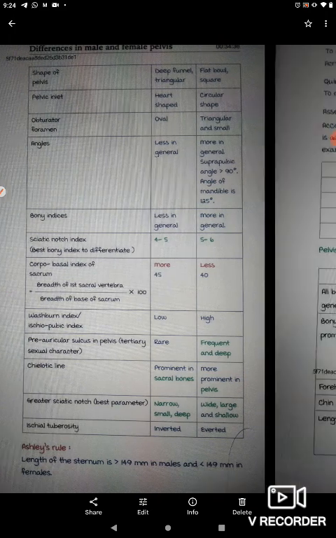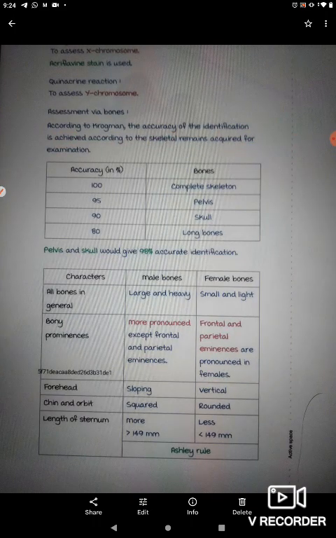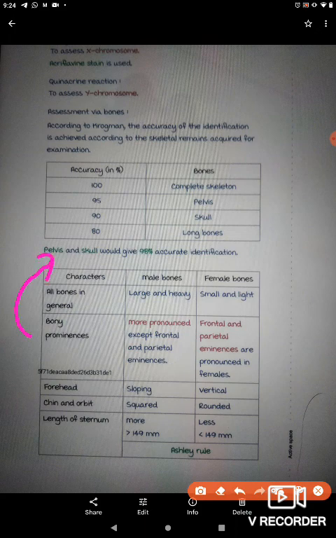So this was all for the sex determination, male and female. X chromosome is identified by acriflavine stain and the Y chromosome by quinacrine reaction. Also we have seen that all bony prominences are more in the male except the frontal prominence. And also about the forehead we have discussed, chin and orbit we have discussed, length of the sternum we have discussed. So all we have seen from top to bottom.